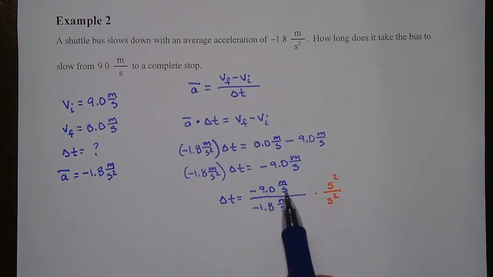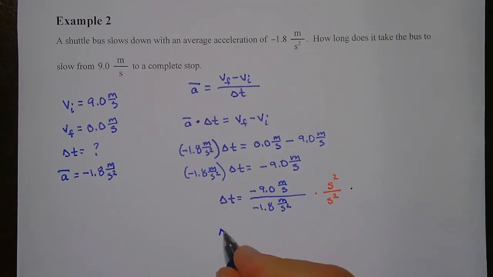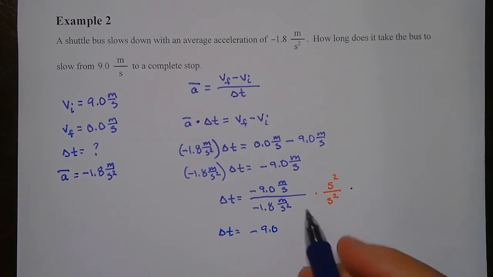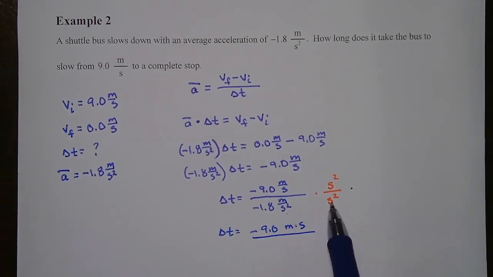Okay, so when I multiply these, my seconds are going to cancel and I'd be left with 1 second. So my delta t is going to wind up being negative 9.0 meter seconds over, and then right here, my seconds squared and this second squared, those are going to cancel and I'm left with negative 1.8 meters. And then look what happens. My meters cancel and I'm left with negative 9.0 divided by negative 1.8.